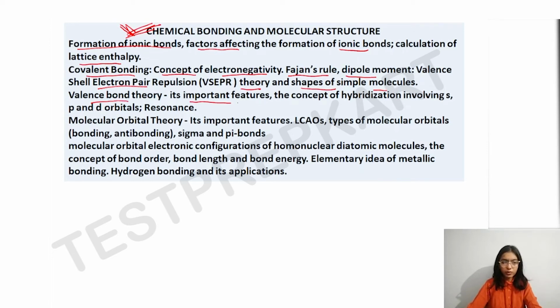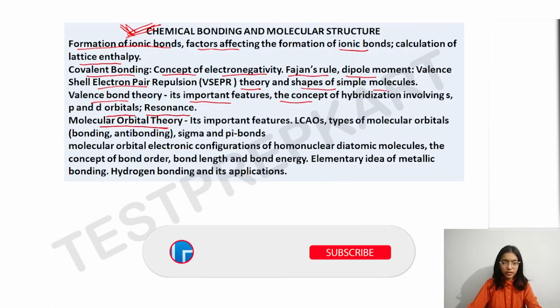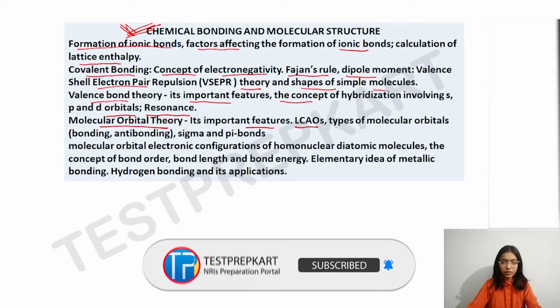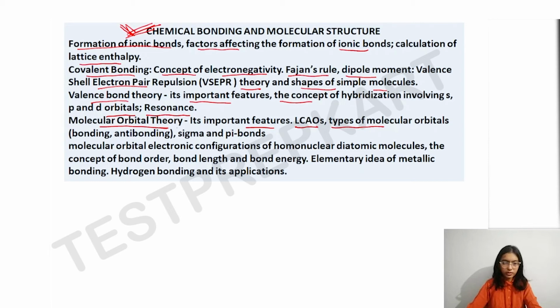the concept of hybridization involving s, p, and d orbitals, resonance, molecular orbital theory, its important features, LCAOs, types of molecular orbitals, sigma and pi bonds, electronic configurations of homonuclear diatomic molecules, the concept of bond order, bond length, bond energy, elementary idea of metallic bonding, and hydrogen bonding.